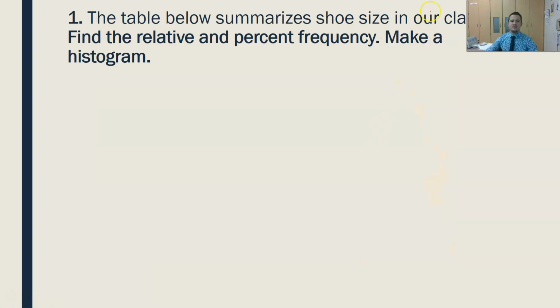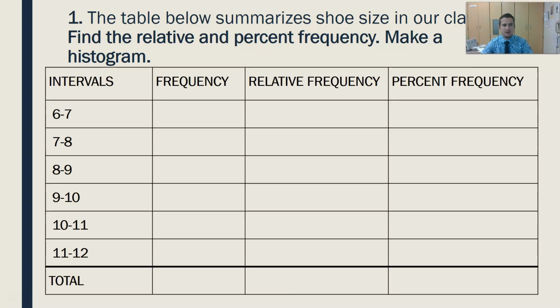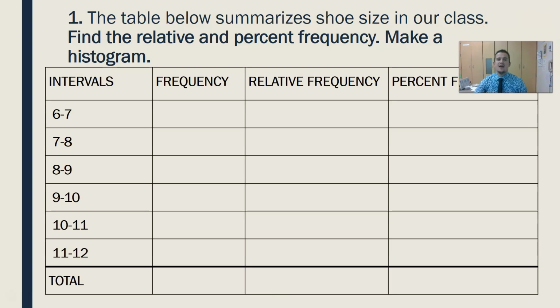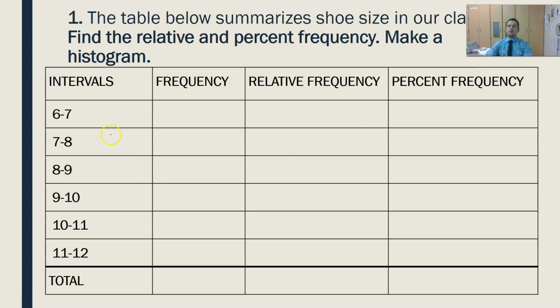Okay, so this table, I'm going to create this little table here. This table is going to summarize the shoe sizes in our class. And then I'm going to find the relative and percent frequencies, and then I'm going to make a histogram. So first of all, I have these different intervals. These intervals are shoe sizes between 6 and 7, between 7 and 8, between 8 and 9, 9 and 10, 10 and 11, 11 and 12, etc. So I'm going to divide all of those shoe sizes that I gathered into these specific intervals. And then the frequency is going to be how many shoe sizes I have in those intervals.